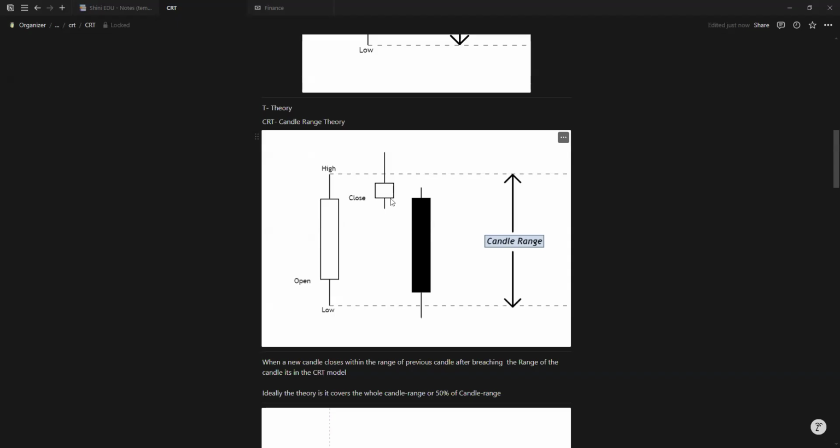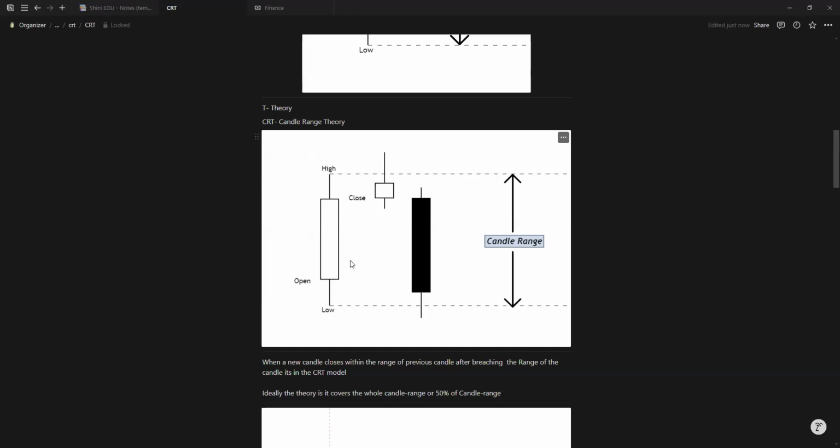And what this model says, ideally in theory, is that it covers the whole candle range or 50% of it. So after this happens, it breaches and closes within the candle range. It should touch the 50% or should cover the whole candle range. So that's the theory.